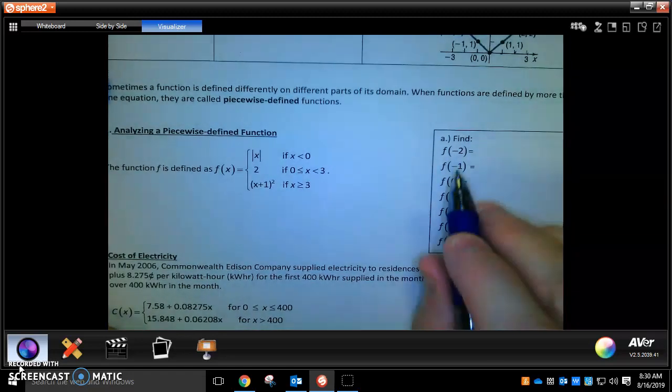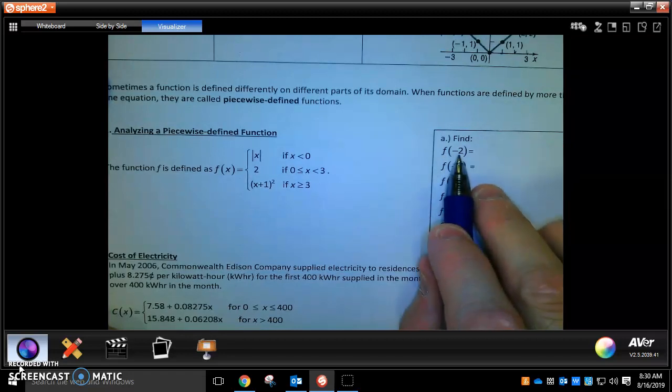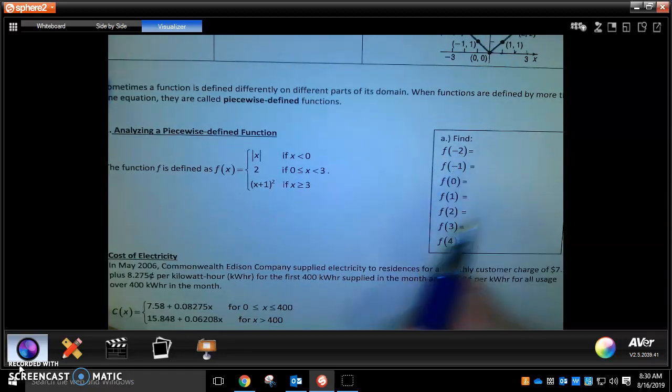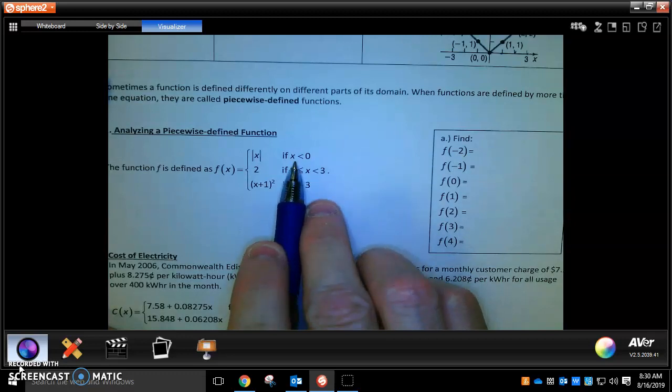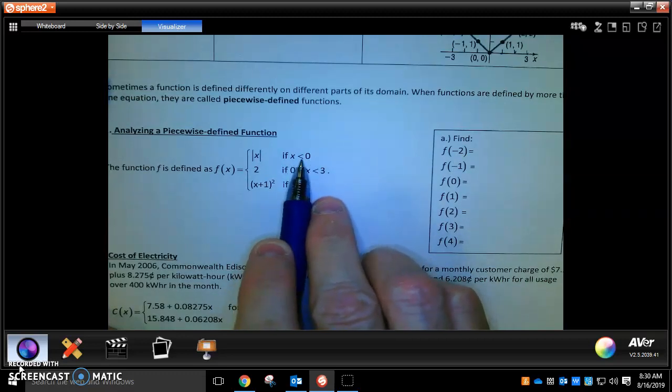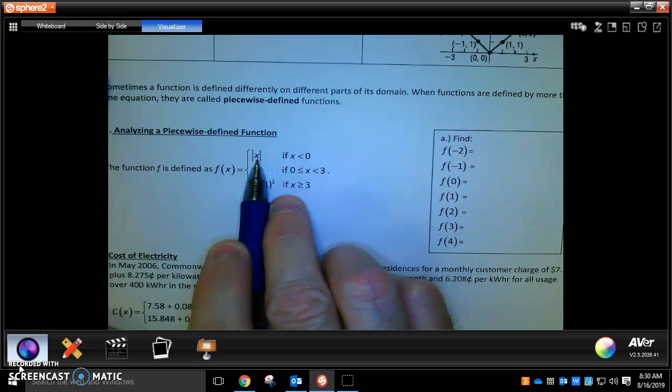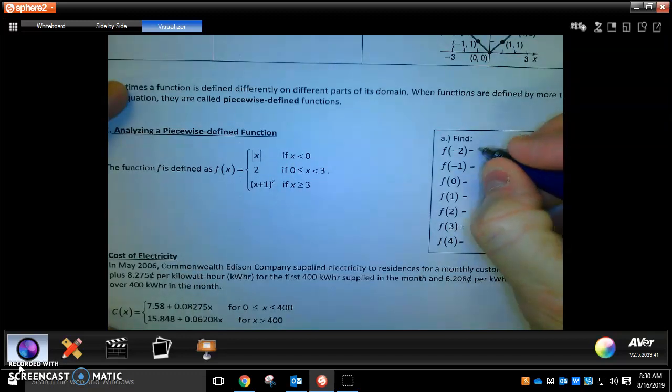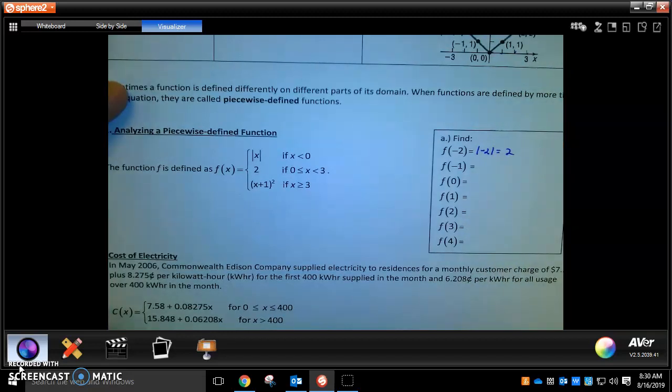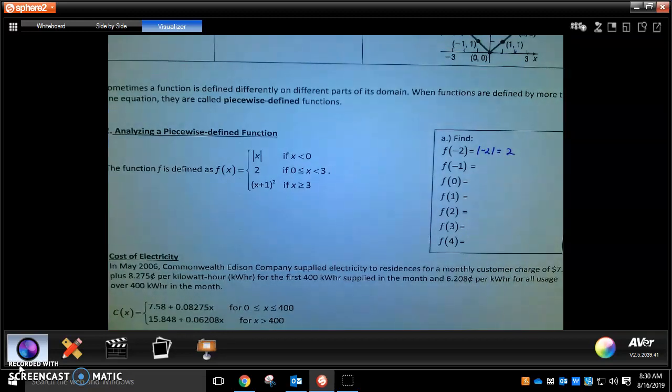So look at the first one. What is f of negative 2? Since my input is a negative 2, and negative 2 falls in this range right here, it is a number less than 0, we're going to use this function. We're going to take the absolute value of negative 2, and we're going to get 2. That's all you have to do on that.